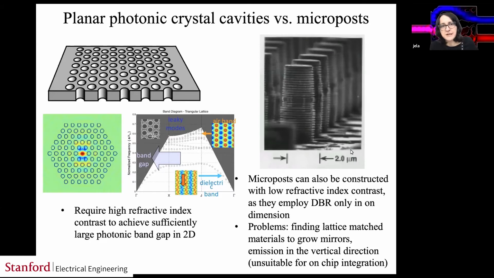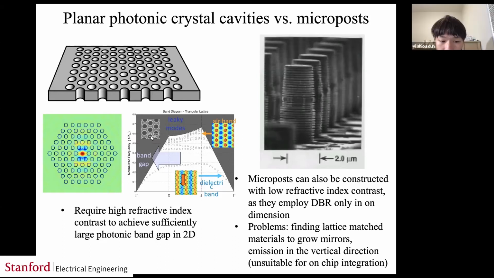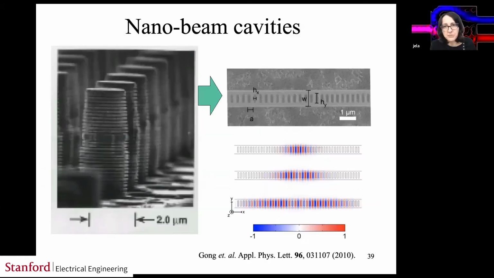So now the question is, okay, you have here something where you can more or less just by a simple shallow etch make a resonator. That's on the left, and then on the right you have a system where you don't need a very high refractive index contrast, but then there are other issues with fabrication and growth and so on, which is the motivation behind these nanobeam cavities that we will talk about today briefly.